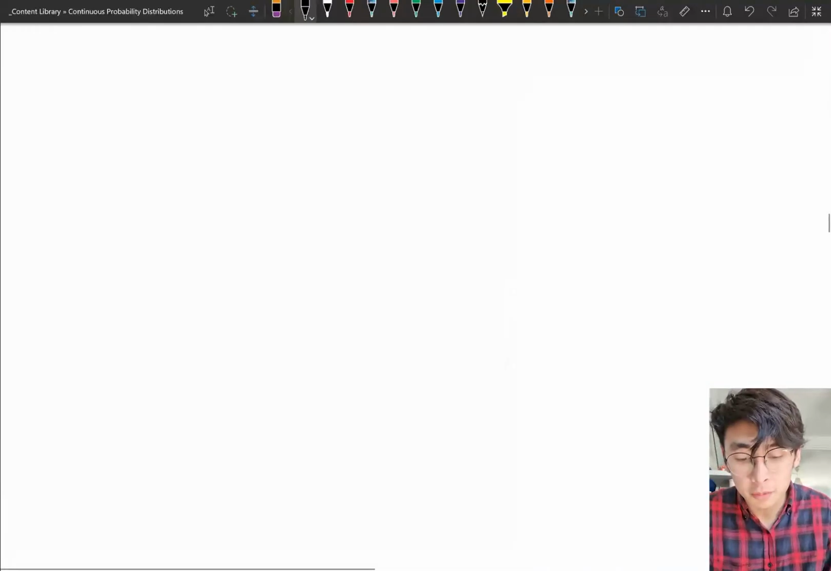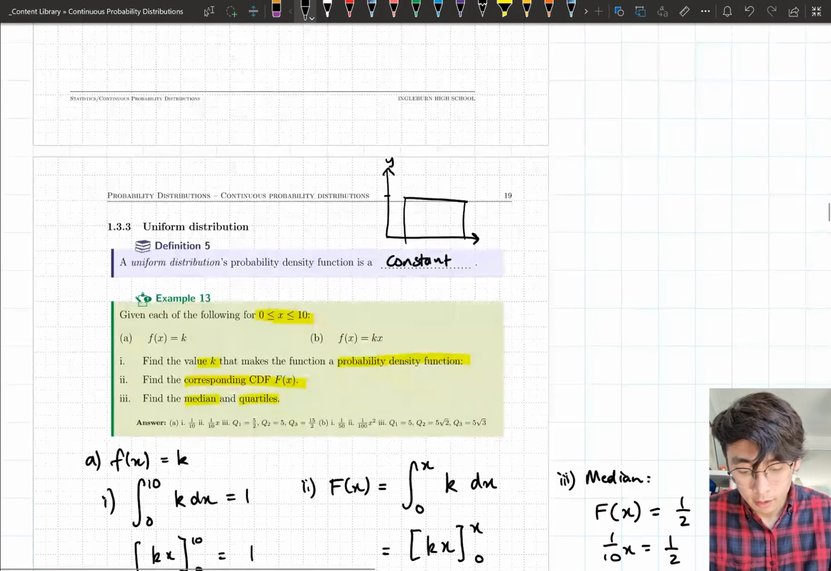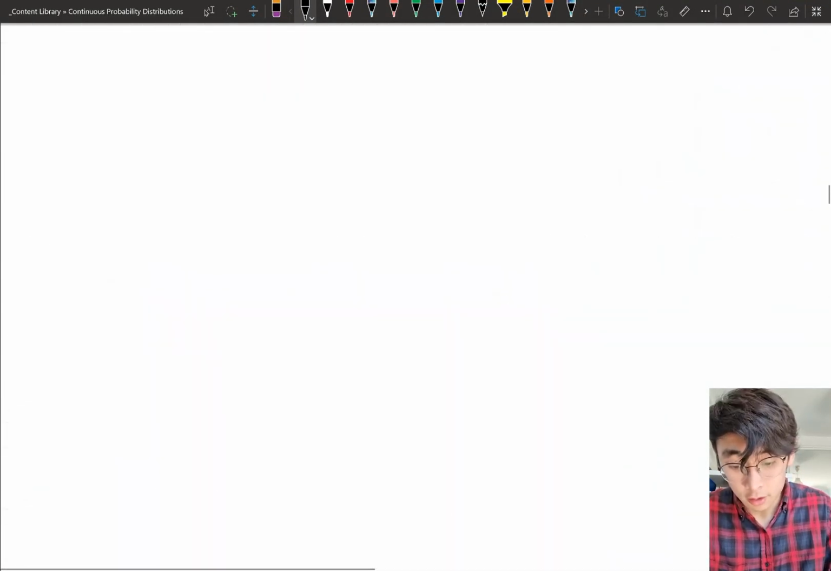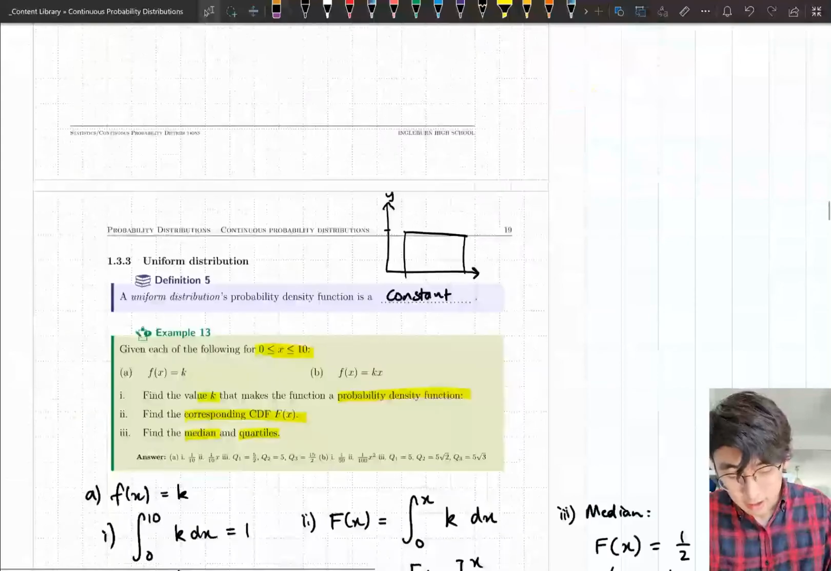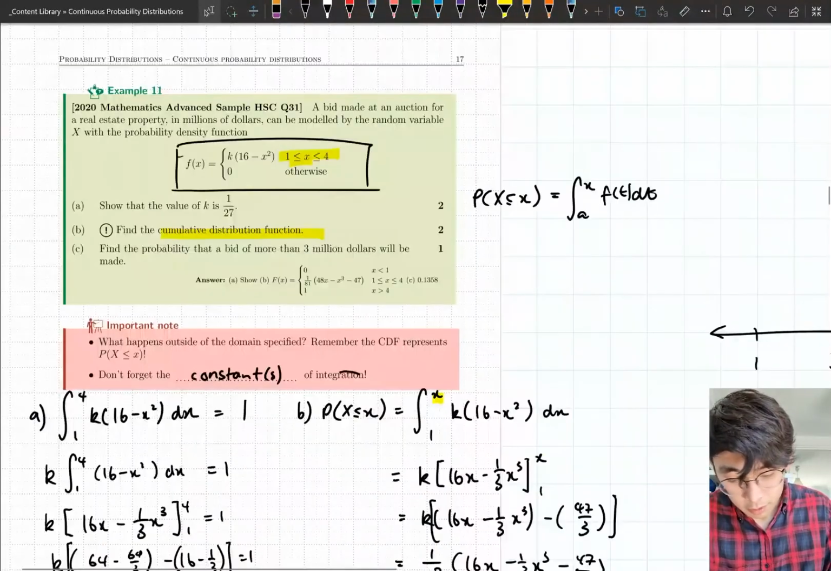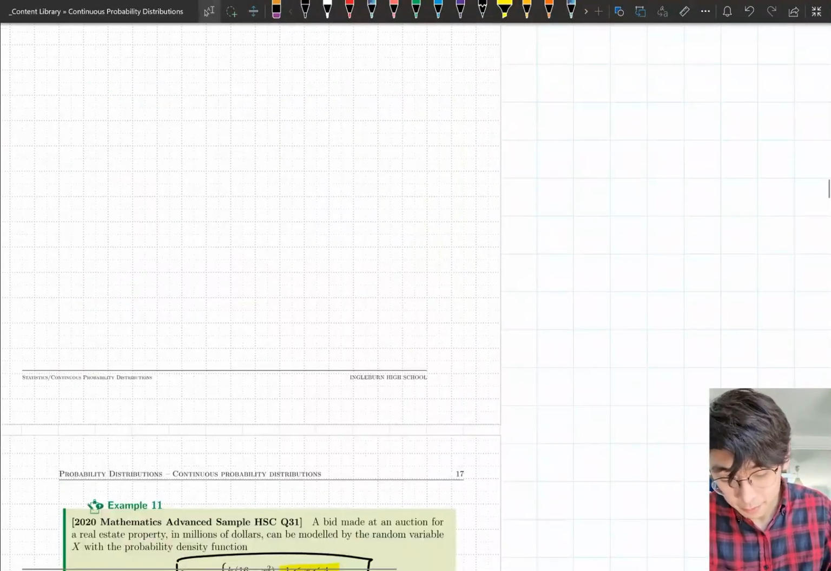A cumulative distribution function. Let me just go to the notes ahead. Oh, that's the previous lesson. Still can't find it. Where am I?